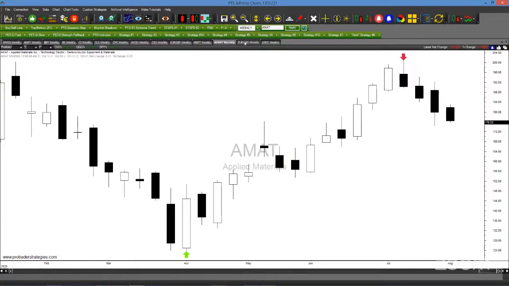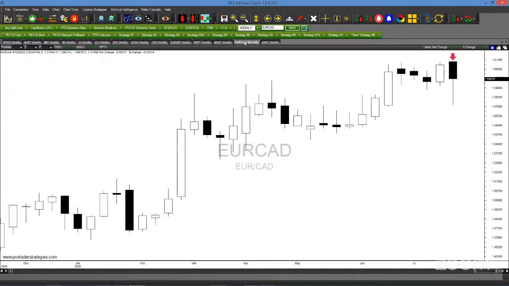Now let's look at another currency pair, weekly chart of the euro Canadian dollar. And just to let you know, this currency pair has been going straight up for the past 8-9 months. But look what happened this last week. A trend reversal bar was generated to the downside. So if you're trading this, you may want to take note.